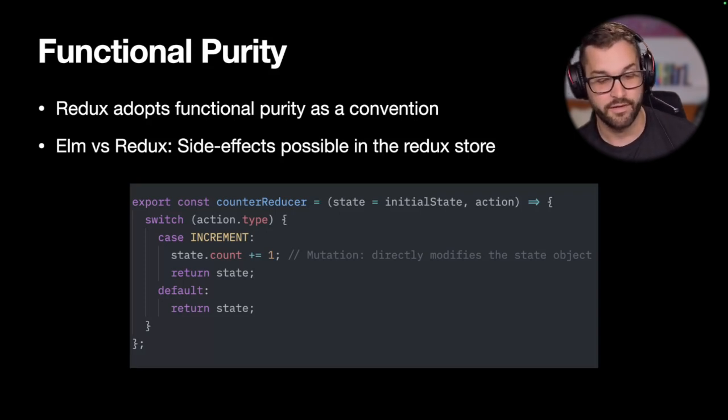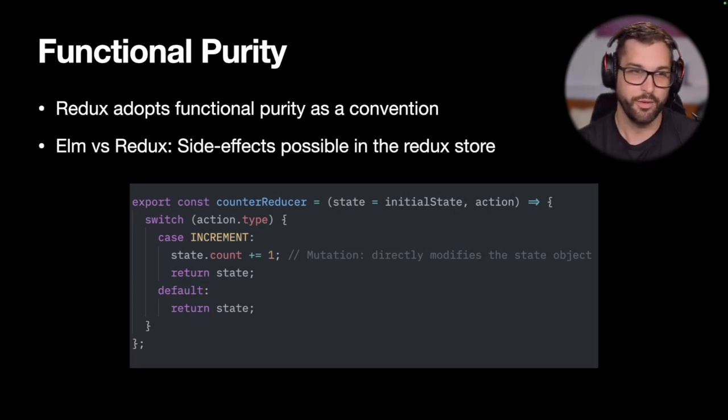It's very probable and very possible that if you mutate the store, you could end up with a state change that doesn't make it to the view. So that's why we say Redux adopts functional purity as a convention. It's not enforced though. With Elm, as in the previous example, it's a pure functional language. So it's not possible to mutate the model. You have to output a new model at the end of each update invocation.